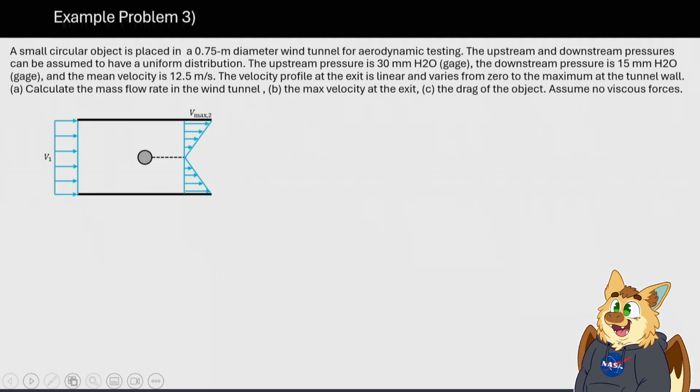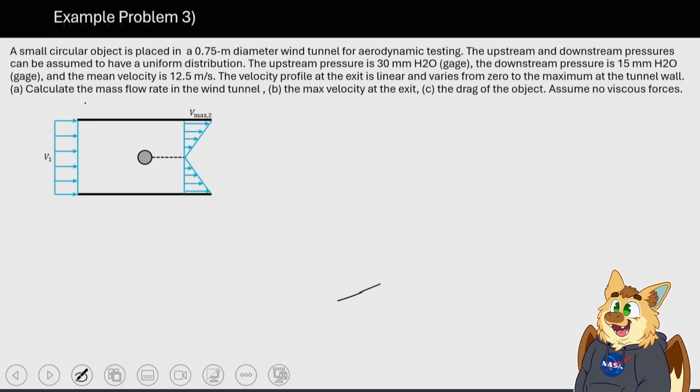A small circular object is placed in a 0.75 meter diameter wind tunnel for aerodynamic testing. The upstream and downstream pressures can be assumed to have a uniform distribution. The upstream pressure is 30 millimeters of H2O gauge, the downstream pressure is 15 millimeters of H2O gauge, and the mean velocity is 12.5 meters per second. The velocity profile of the exit is linear and varies from 0 to the maximum at the tunnel wall.